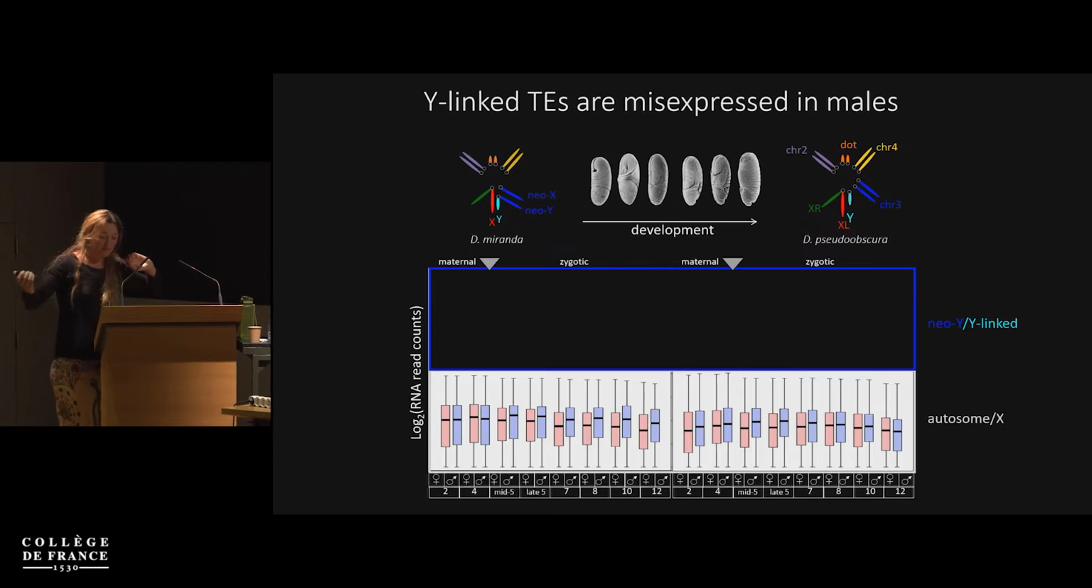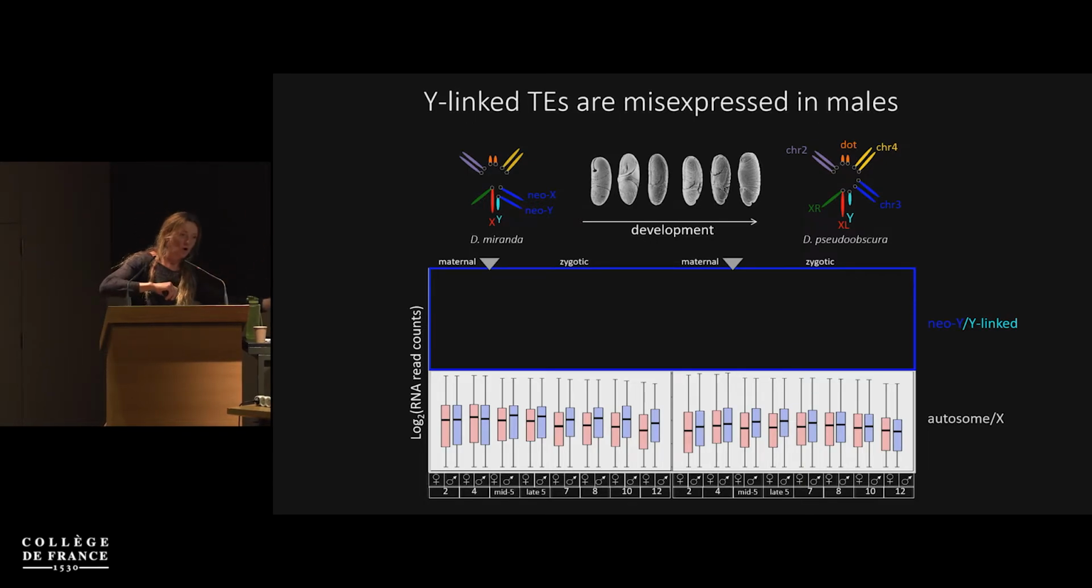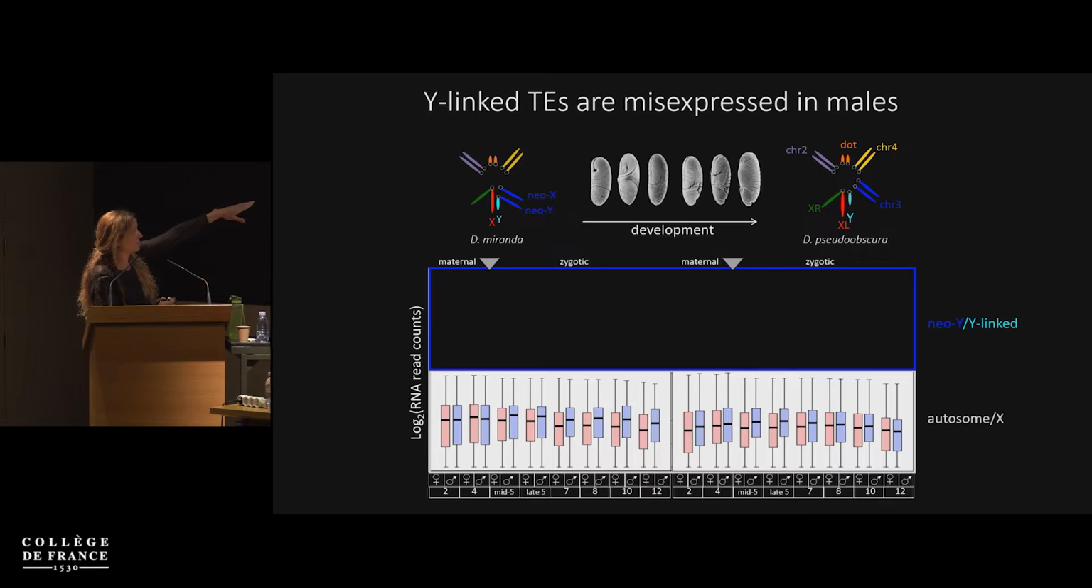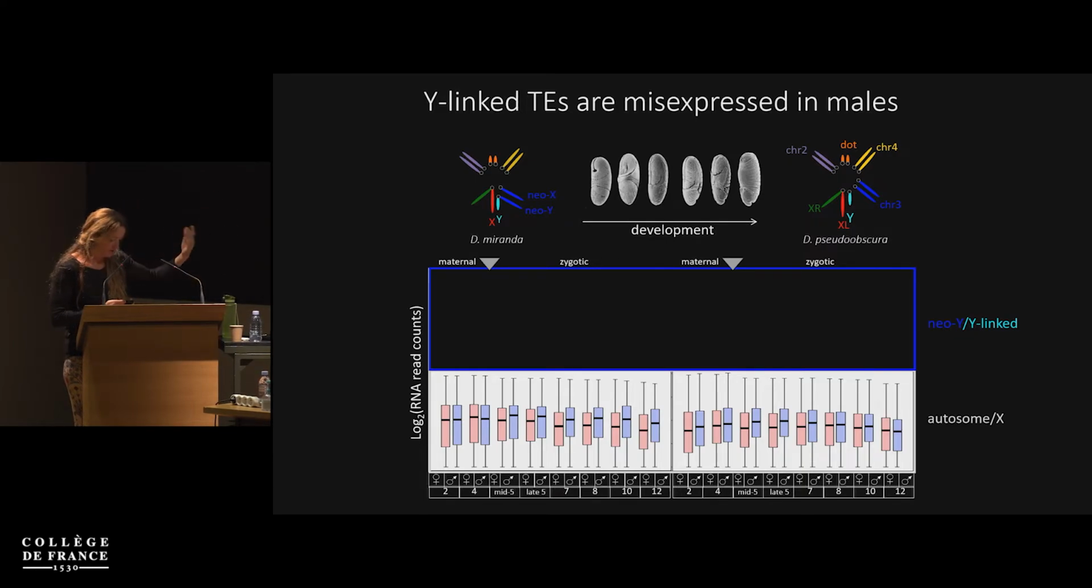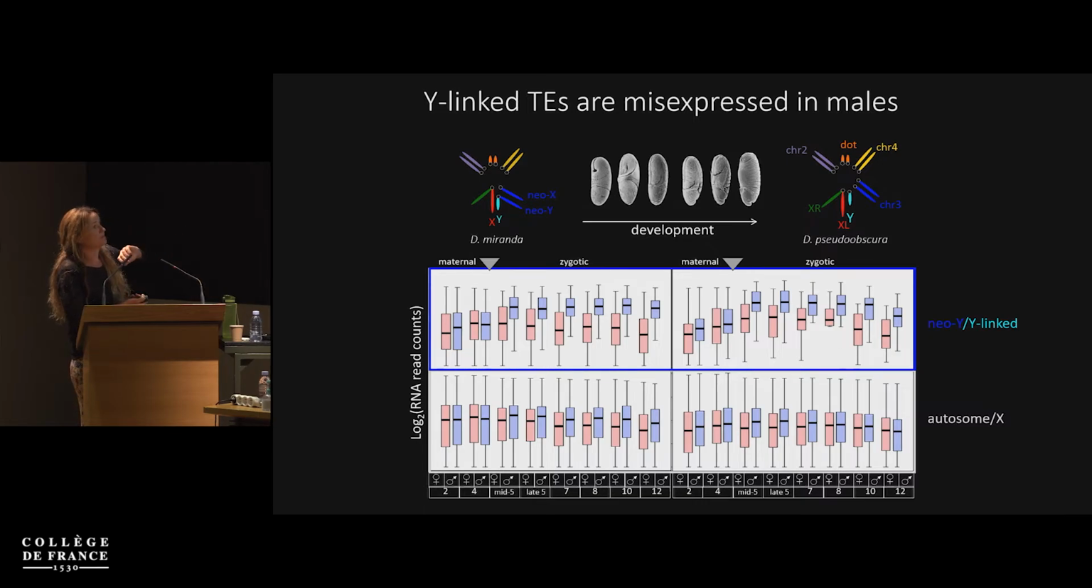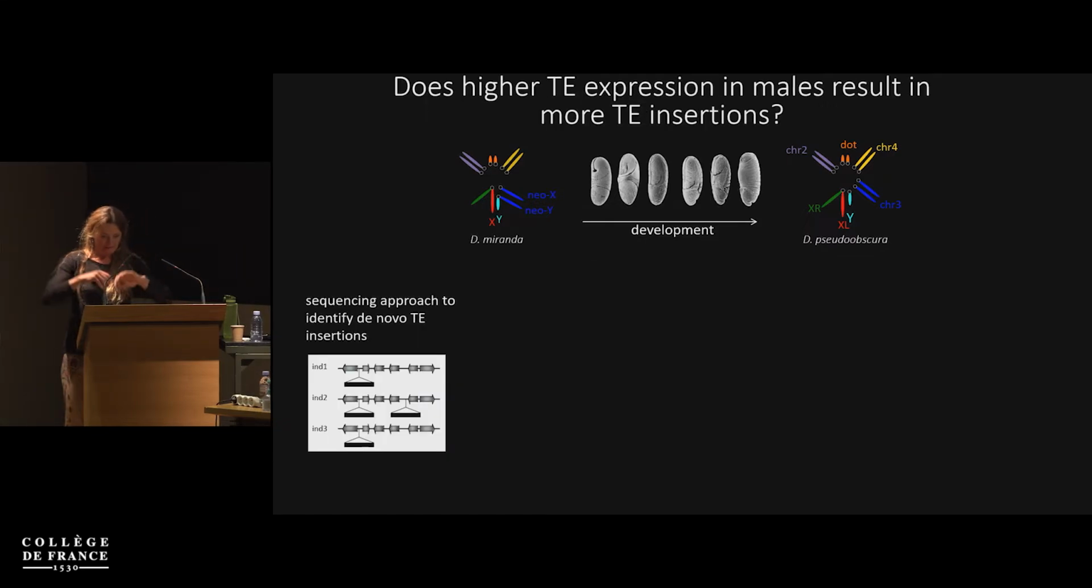And we can divide transposable elements into those that are found on the autosomes or the X chromosome versus those that are Y-linked. I'm showing you here across development female expression, male expression. The main point of this slide is showing that there's a little bit of a difference in expression between males and females for autosomal and X-linked transposable elements, but it's not very dramatic. In contrast, if you look at Y-linked TEs, those are the ones that are highly upregulated in males. So there's this dramatic burst of expression of Y-linked TEs during early development.